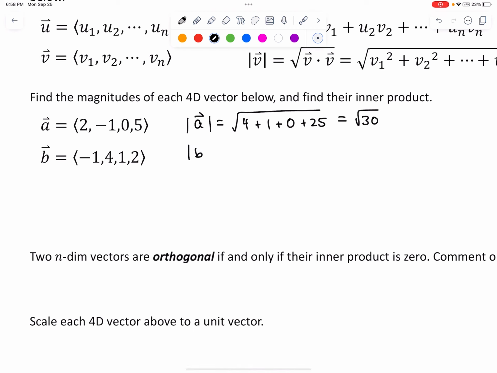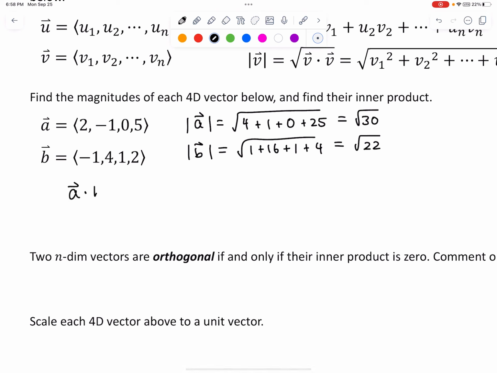The magnitude of B will be equal to the square root of, square -1 is +1, square the 4 is 16, square the 1 is also +1, and square the 2 is 4. And this gives us the square root of 22. And now let's find their inner product.